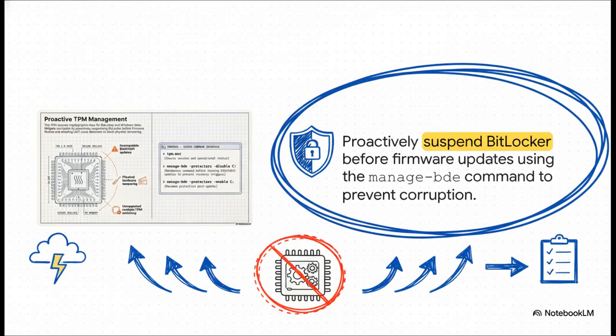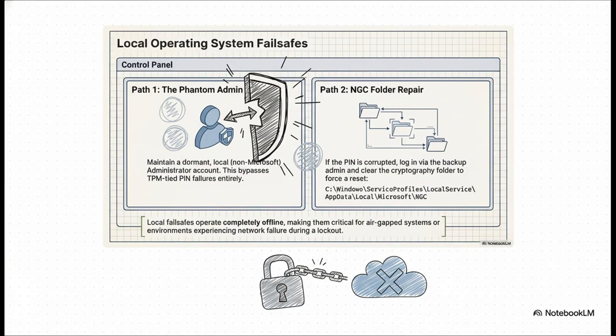But we can prevent this, and this is probably the most critical, actionable step you can take. You have to proactively suspend BitLocker before you do any firmware or BIOS updates. You can see the exact command right on the screen. It's a simple little step that prevents the update from accidentally triggering a total lockout. Just don't forget to re-enable it when you're done. So, what happens if your TPM fails anyway, or you can't get online to recover?